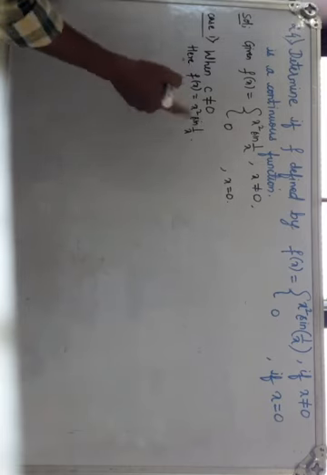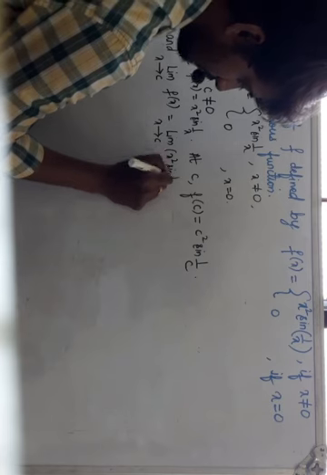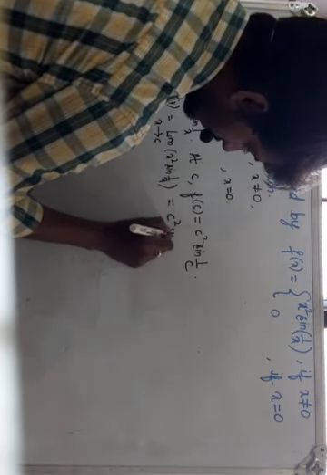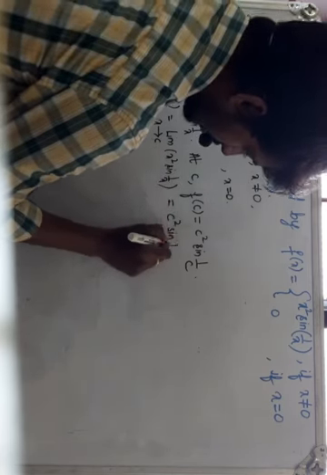And also, the limit of the function f of x as x tends to c, where c is not equal to 0. In the first case, x tends to c but c is not equal to 0, so again the first branch applies, that is x square into sine of 1 by x. So the limit will be c square into sine of 1 over c.